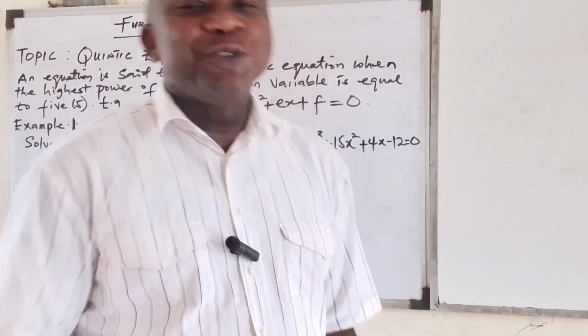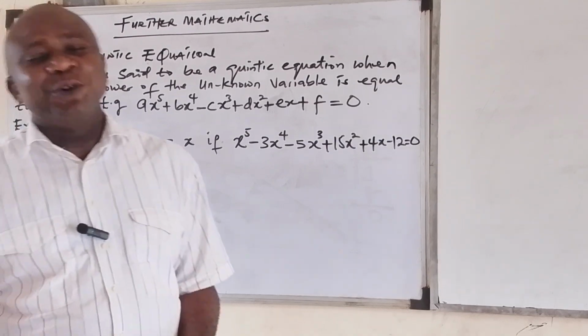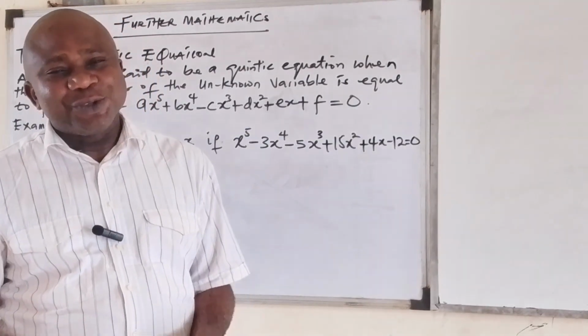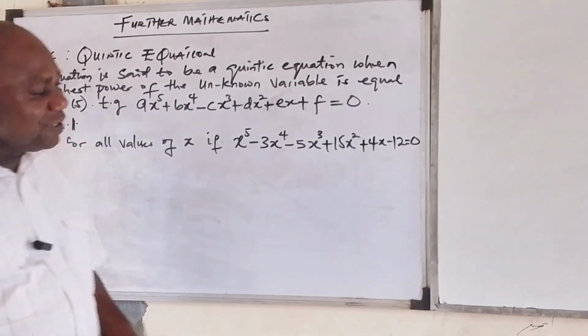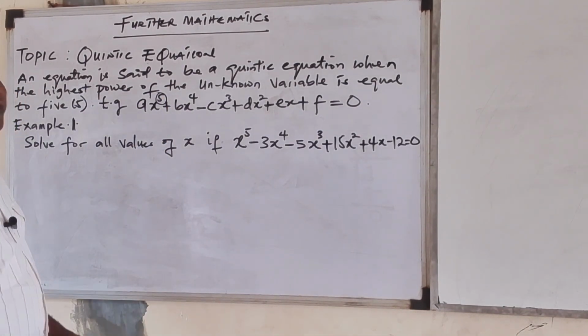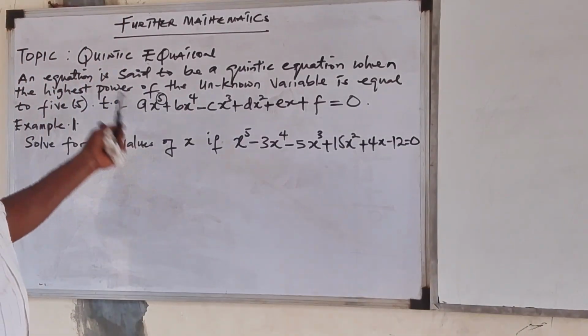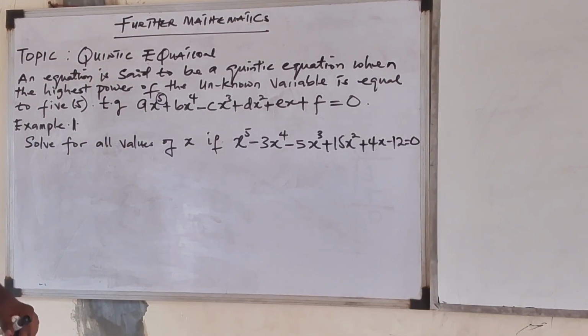Now remember, in the case of a quadratic equation, we said the highest power of the unknown variable is equal to 2. Here, if you look closely, the highest power is equal to 5. So because the highest power is equal to 5, this is called a Quintic equation.